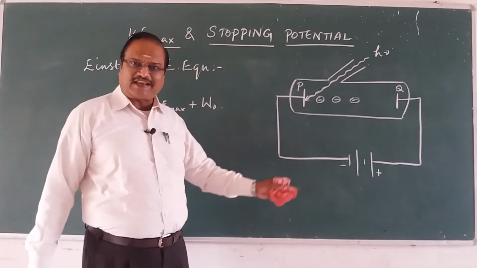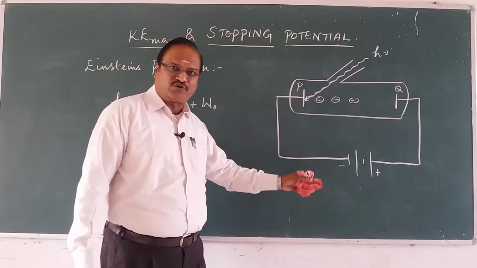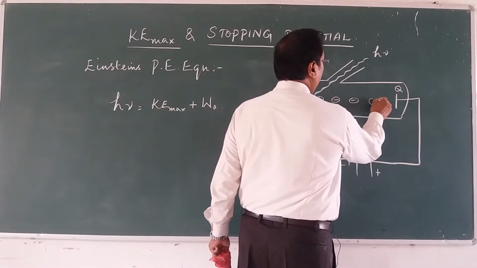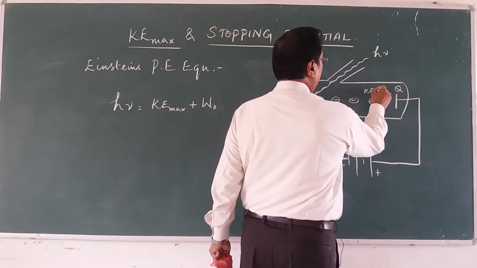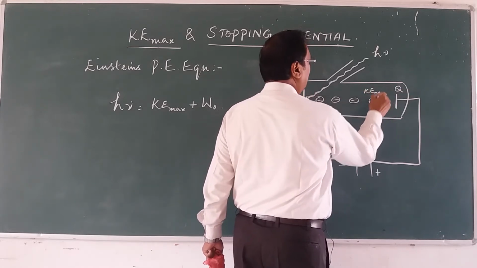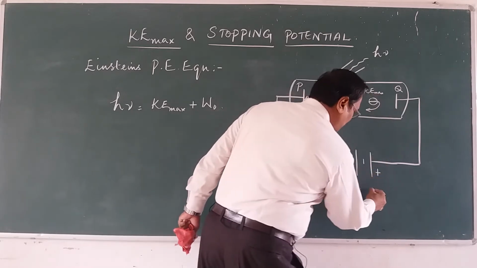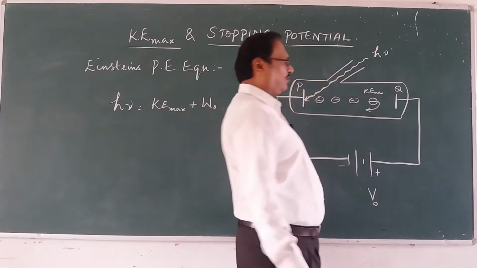So naturally it will attract the electrons, and I said you make it less positive, make it 0 and make it negative, then only the electron with maximum energy will be able to reach, and when it is not able to reach and is going to come back, at that time the potential supplied is called stopping potential V naught.